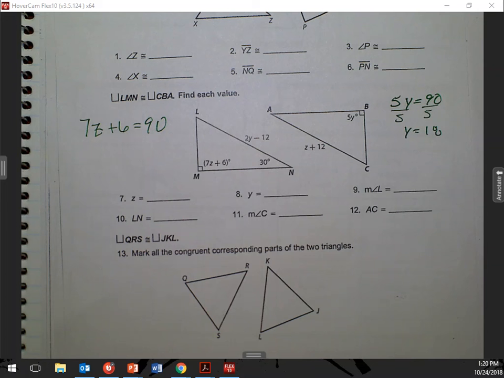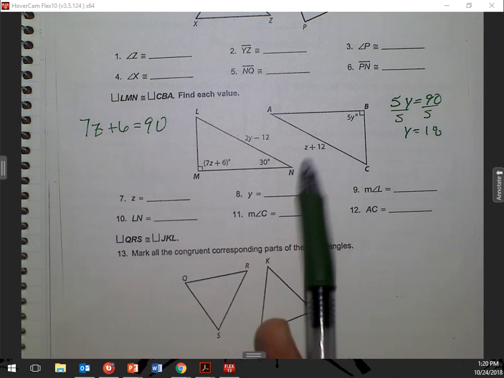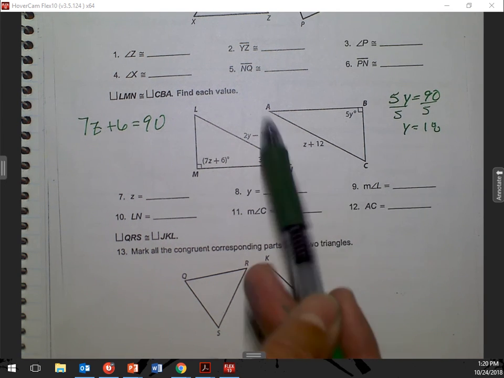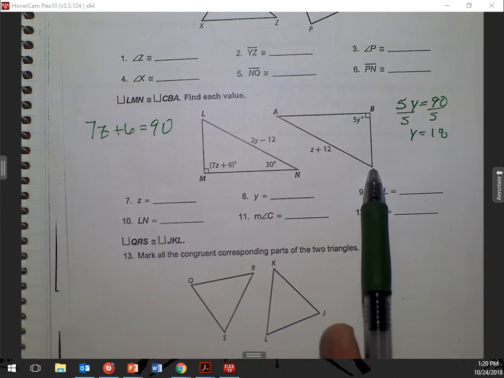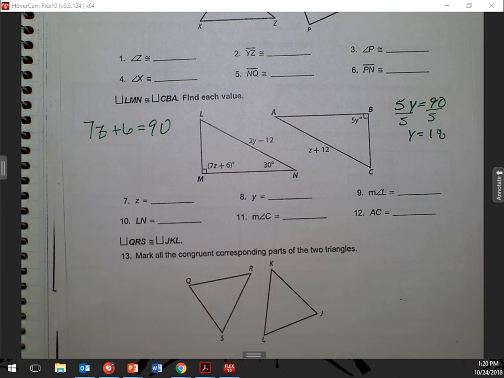All right. So LN is the value from here to here, right? From L to N. Okay, and then A to C. So I'm gonna do AC real quick. Do we know what Z is? Did you solve for Z? Yeah, 12. Okay, so Z is 12. So right here it says Z plus 12. So AC has to be 24.